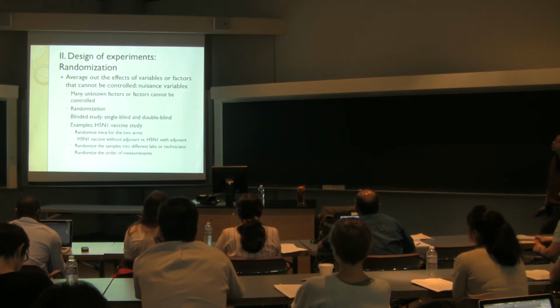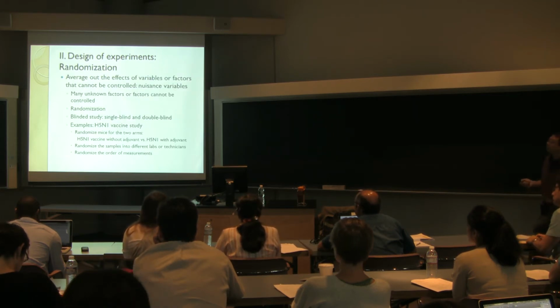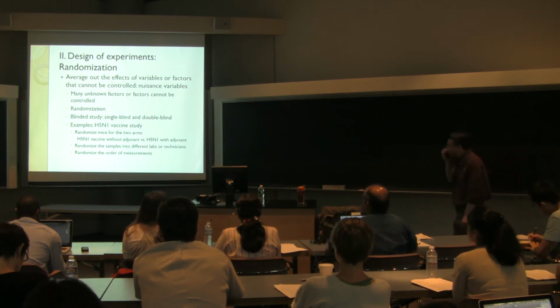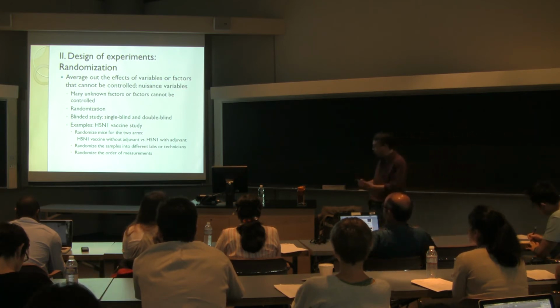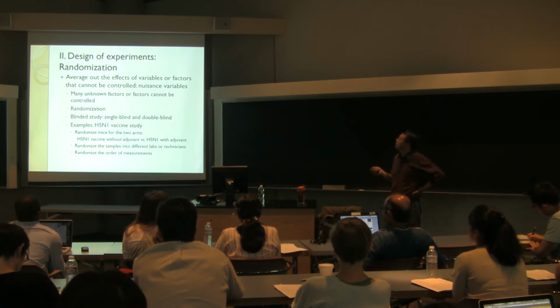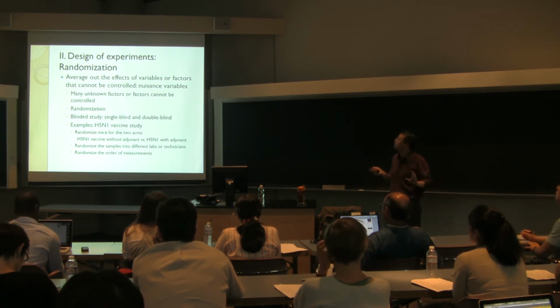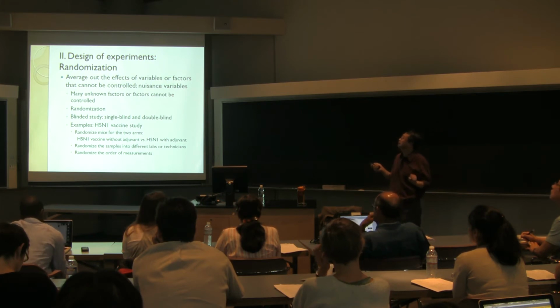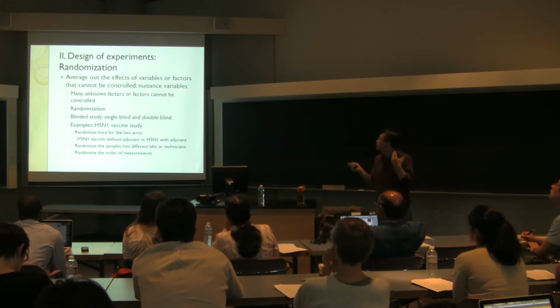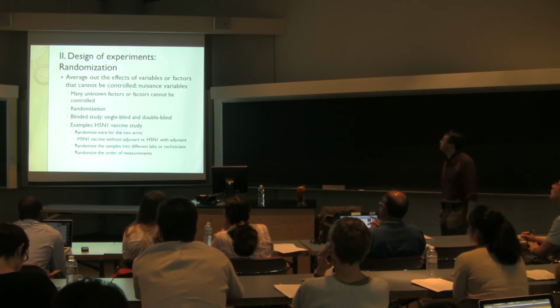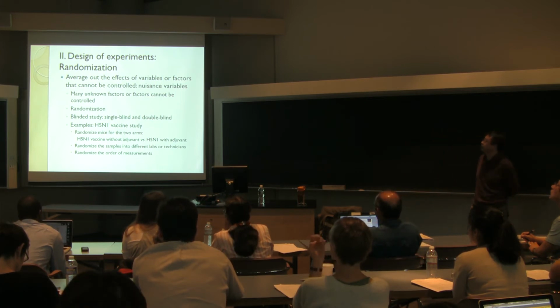Okay. Then randomization. There are a lot of things you cannot control. So ideally, when you have multiple subjects in a study, try to randomize them into different arms, different groups, so that you can average out the effect of those factors you cannot control, those nuisance variables. Because there are many things you don't know.